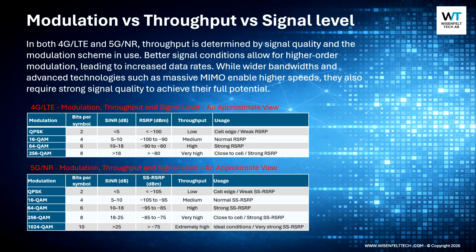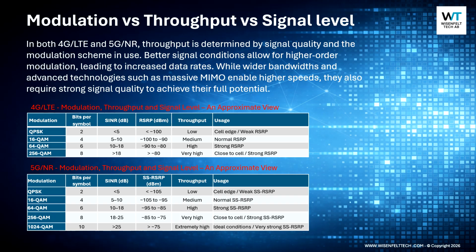Modulation versus throughput versus signal level. In both 4G LTE and 5G NR, throughput is determined by signal quality and the modulation scheme in use. Better signal conditions allow for higher-order modulation, leading to increased data rates. While wider bandwidths and advanced technologies such as MIMO and massive MIMO enable higher speeds, they also require strong signal quality to achieve their full potential.